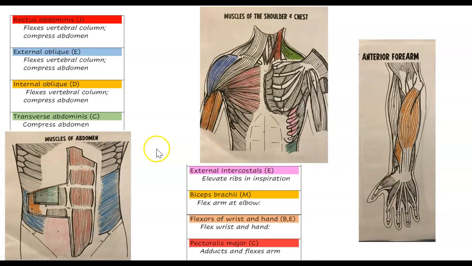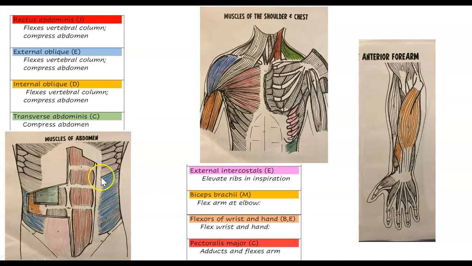All right, so looking at your front, or anterior, right? We have the muscles of the abdomen. On the very outside, on the sides, we're going to start here on this outside, is your external oblique. These are the side muscles. It's oblique because you can see the lines run in a diagonal pattern. Its job is to flex your vertebral column and compress your abdomen.